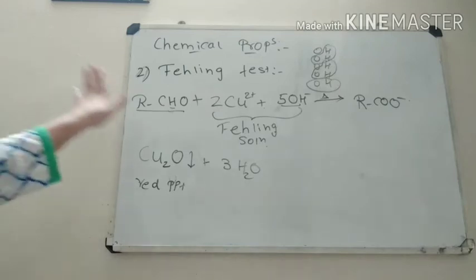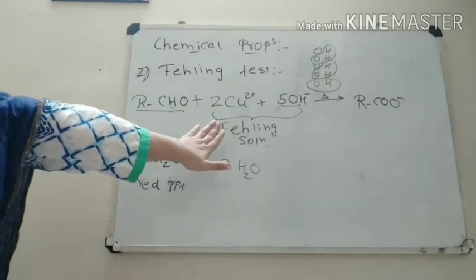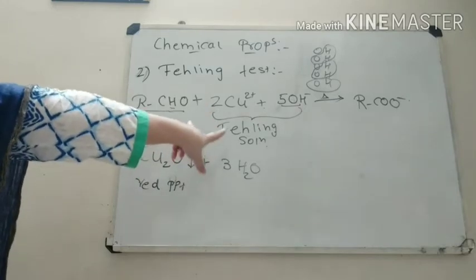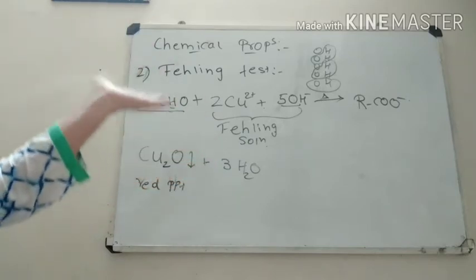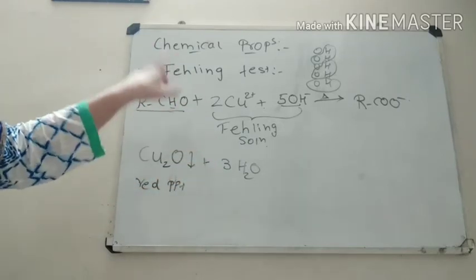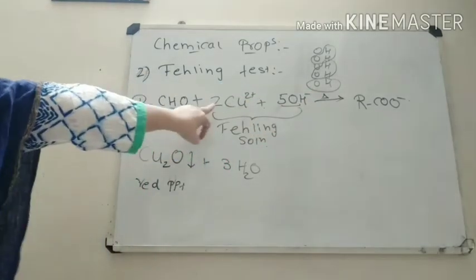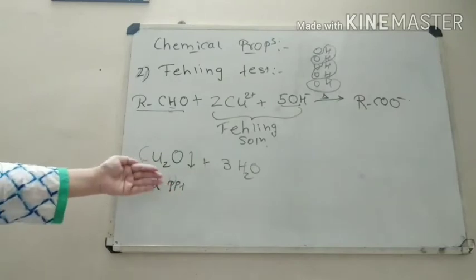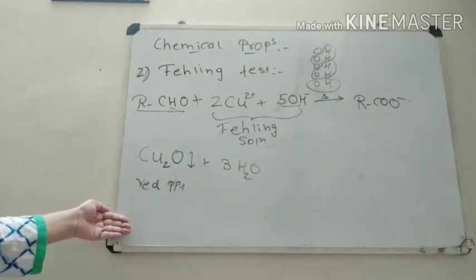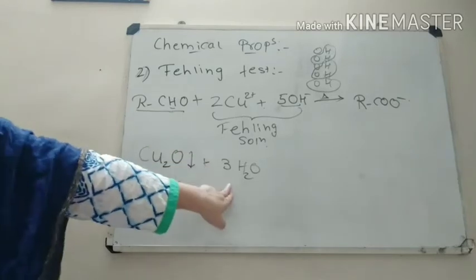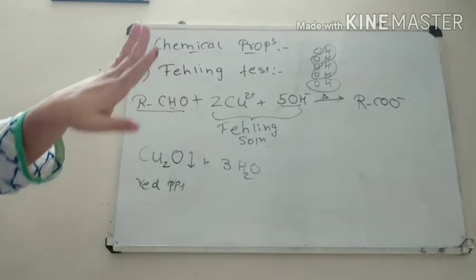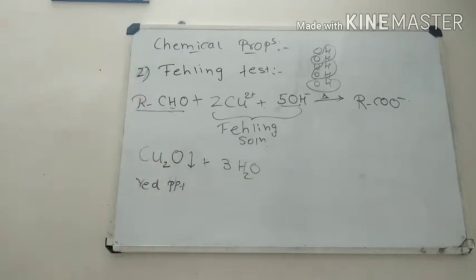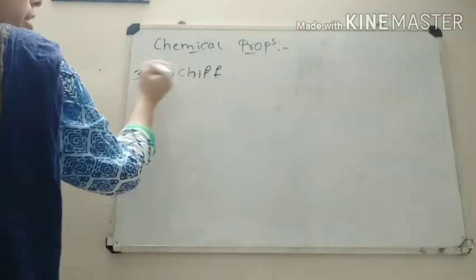Once again I repeat, when the aldehyde is boiled with the Fehling solution, the Fehling solution is the combination of Cu2 plus and OH minus. At that time this aldehyde group is oxidized to the carboxylate ion, and Cu2 plus is reduced to Cu plus to form the cuprous oxide, which is a red precipitate, with liberation of 3 water molecules. So this is the Fehling solution test, which is only given by the aldehyde. This test is not given by the ketone. Now the third test is the Schiff test.